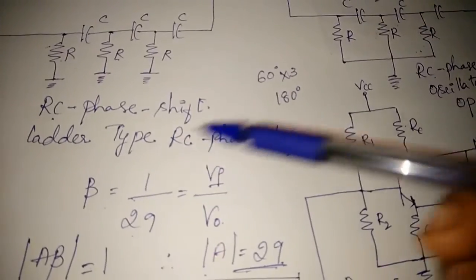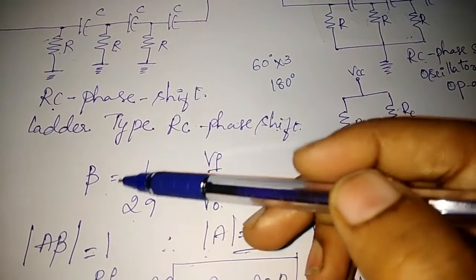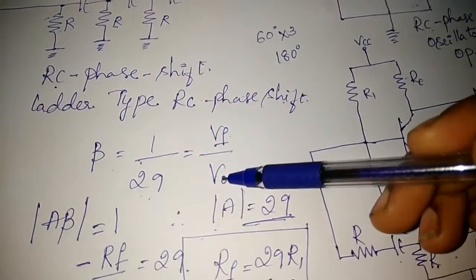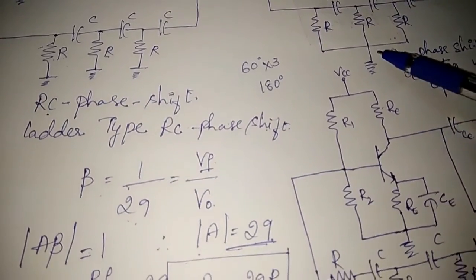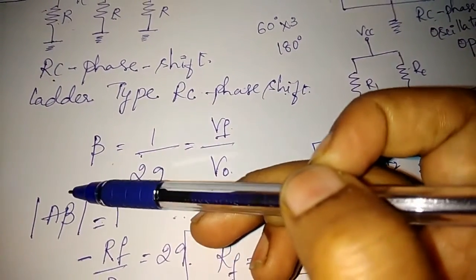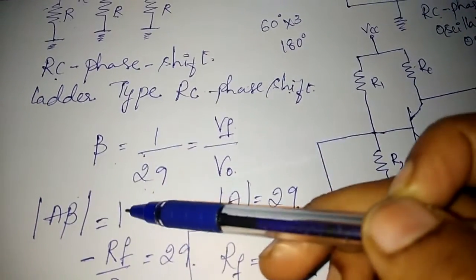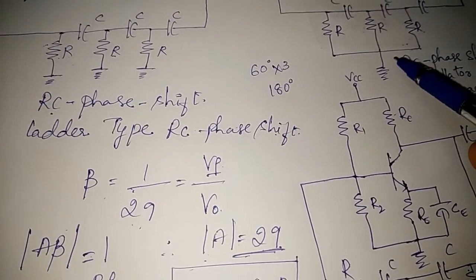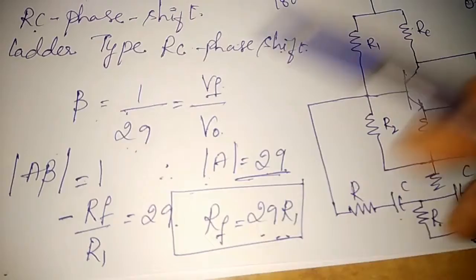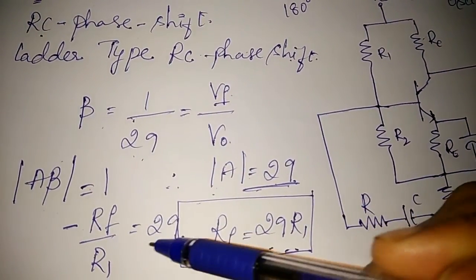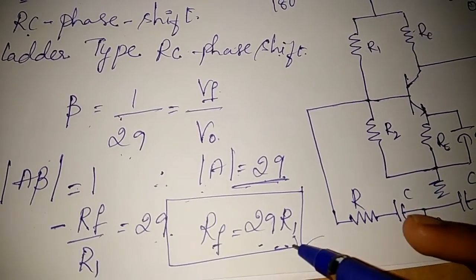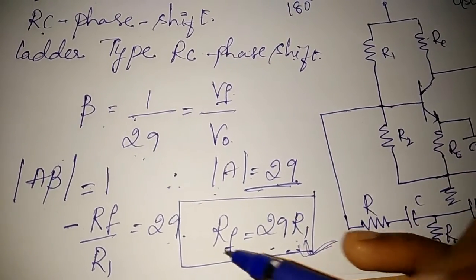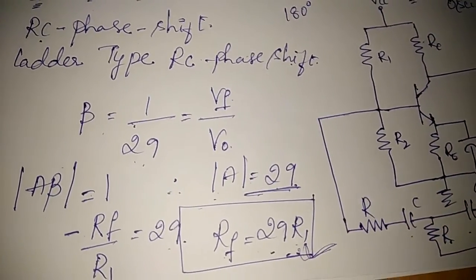Now the feedback factor, the attenuation factor, will be given by beta equal to 1 by 29, that is nothing but Vf by V0. This is with respect to these RC networks. To meet the Barkhausen criteria, A beta should be equal to 1, hence again it will become 29. Considering this operational amplifier circuit, we'll get minus RF by R1 equal to 29. So this is the condition for designing the RC phase shift oscillator, that is RF should be equal to 29 times R1.